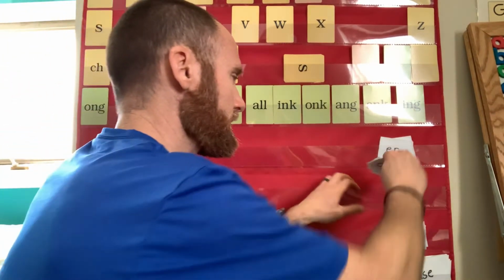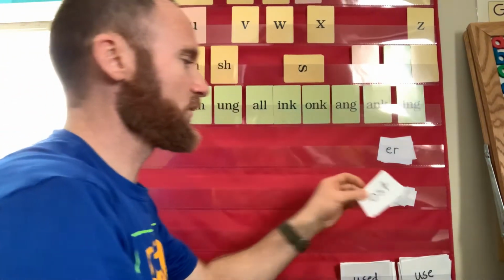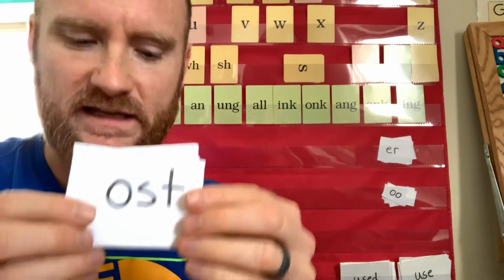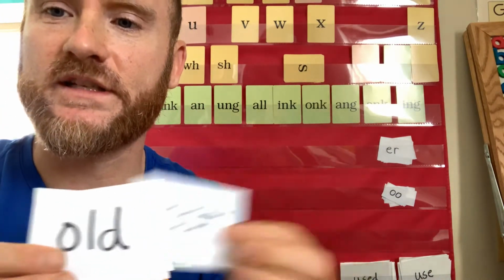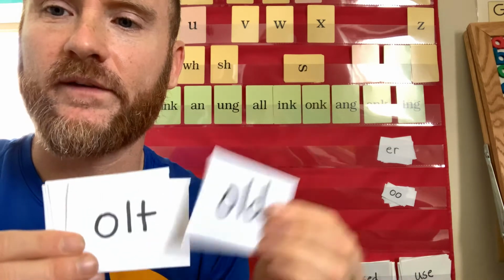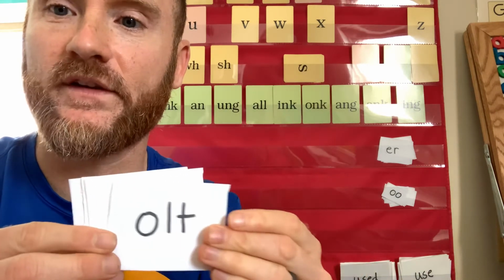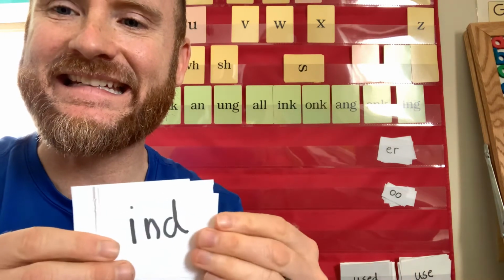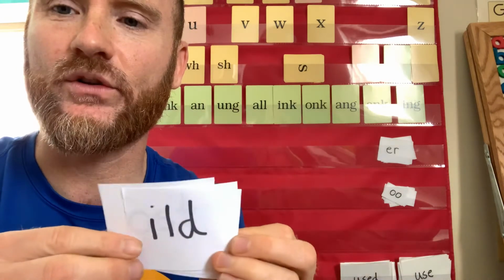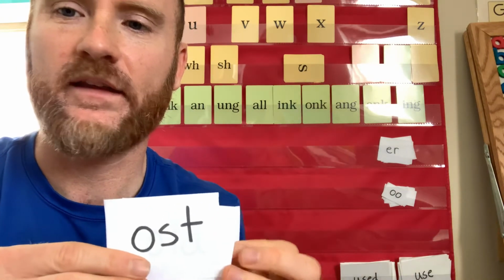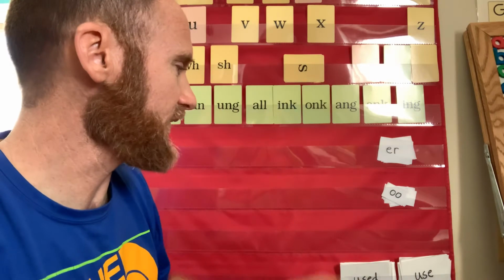Okay, let's review our closed syllable exception words. Ready? We'll just make the sounds real quick. Oast, old, olt, eind, isled, and then back to oast. All right, very good.